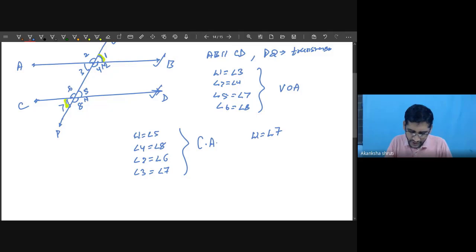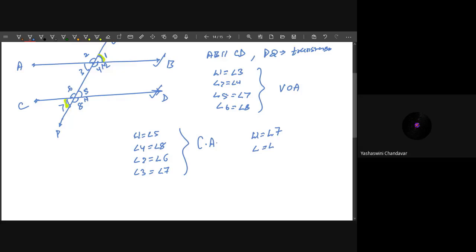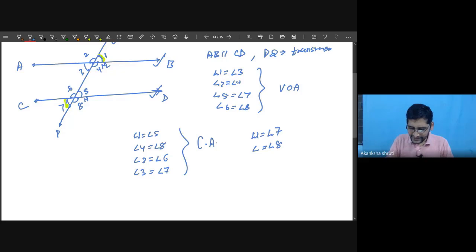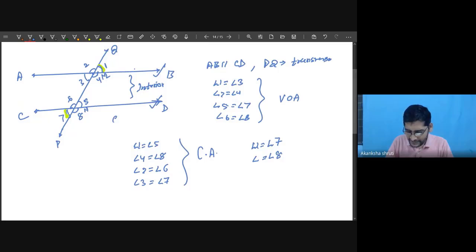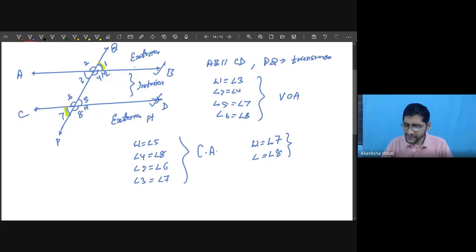What will be equal to angle 2? Angle 2 is equal to angle 8. Very good. And here these two are on the outer side of the parallel lines. So the in-between region is called interior, and outside is called exterior. So these two are equal, but they are exterior. Why are these two equal? They are called alternate angles. So this becomes alternate exterior angles.